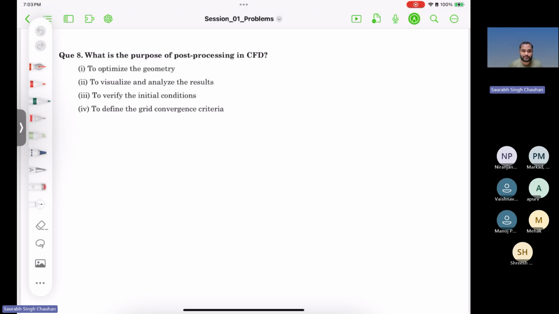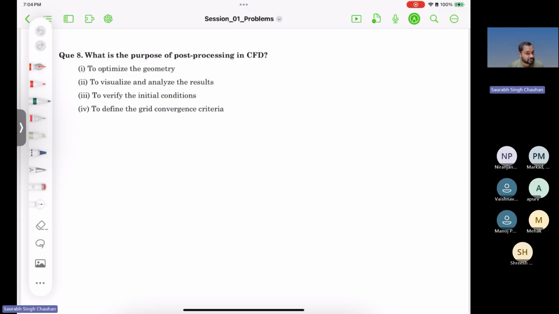So in post processing, what do we do? We do some sort of plotting, contour plotting, or graph making like that. So that is post processing. So what is the purpose of post processing? You have already solved a problem. You have already got the values. Then why are you doing post processing?